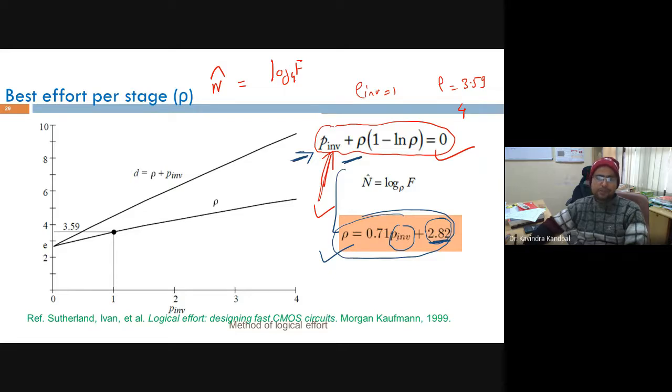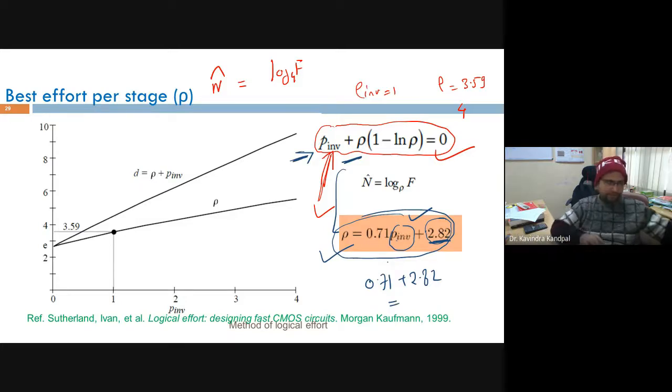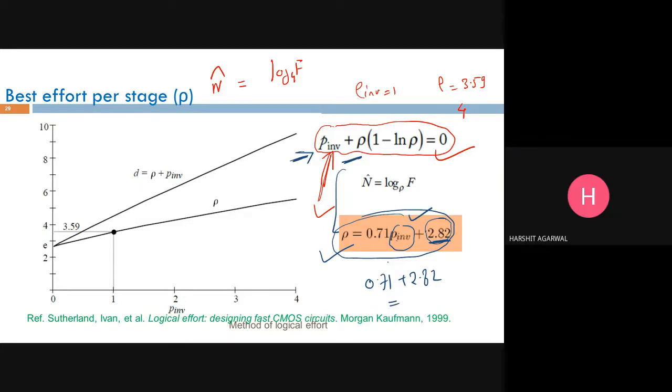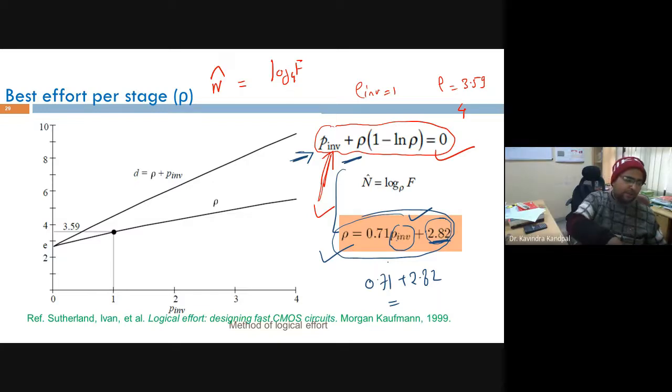Can I say the equation highlighted in yellow is much easier to solve, because you just need to put in the rho inverter value. If rho inverter is 1, how much are you getting? 0.71 plus 2.82. How much is it? Someone please tell me. 3.53, almost very close to the 3.59 or 4 that we are talking about, right?